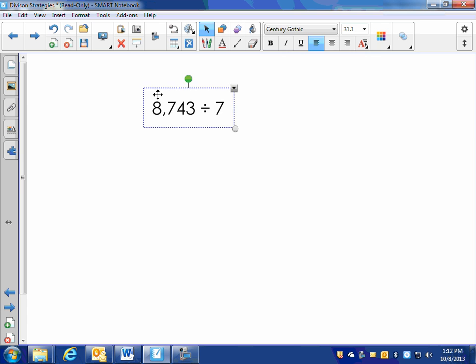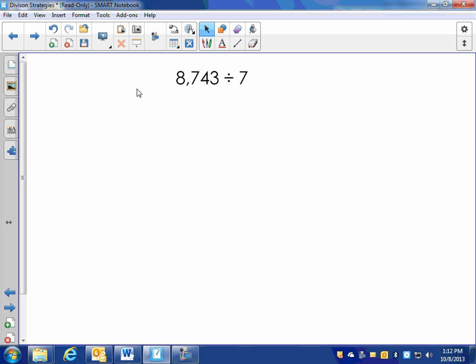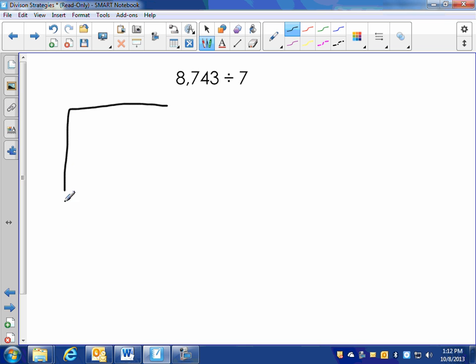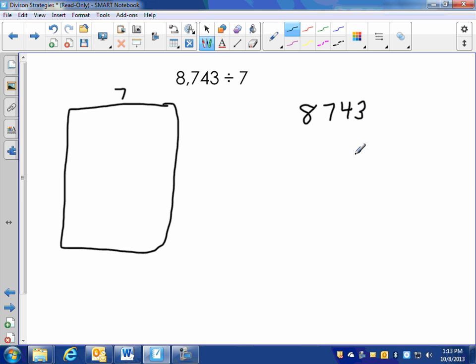And I'm going to just put it up here. So the first thing that I'm going to do in solving is just draw in my rectangle. And you know I have to write with the mouse, so it's always really messy. I'm going to write the divisor up at the top, and then 8,743 out here to the side.